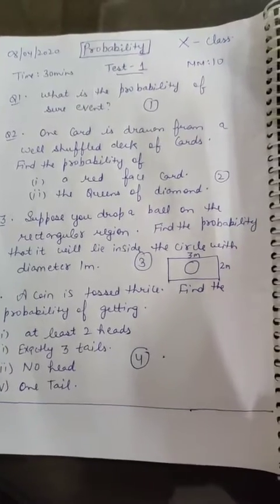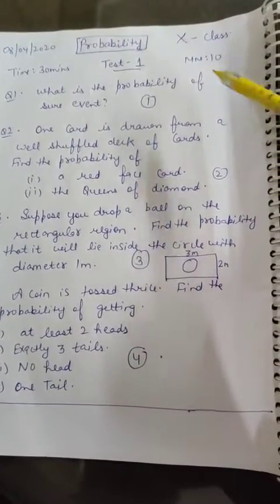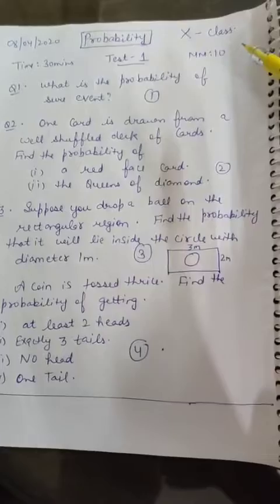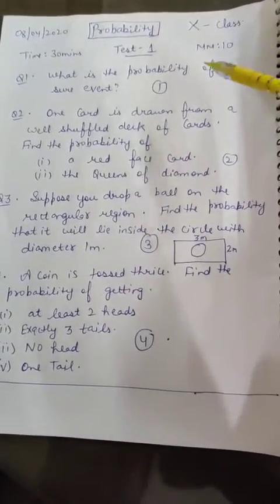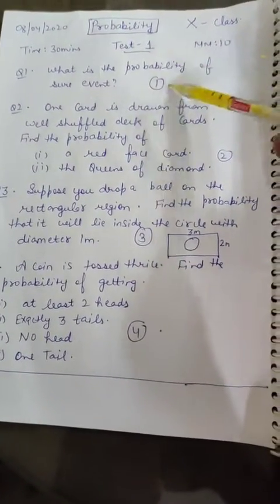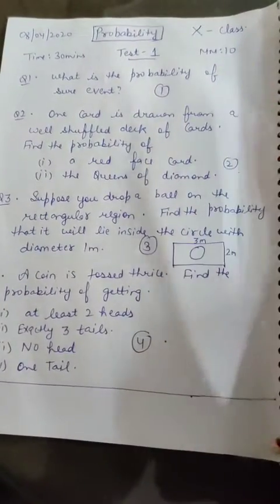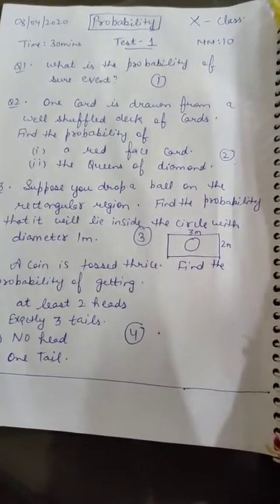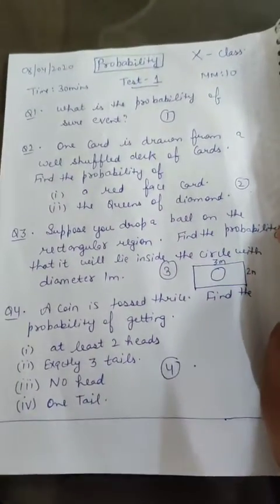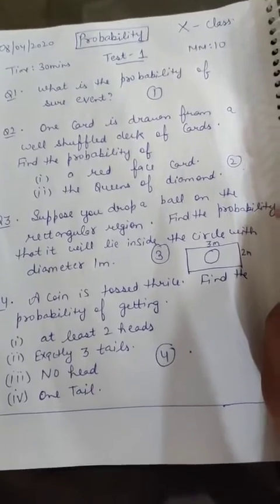Good morning, students. Today is our test of probability, the first test of the 10th class in the online classes, and we have 4 questions. The first question is of 1 mark, the second is of 2 marks, the third is 3 and the fourth is 4. So it is a 10 marks test. I hope you have done it well. Now in this video we will discuss the solutions of all these 4 questions.